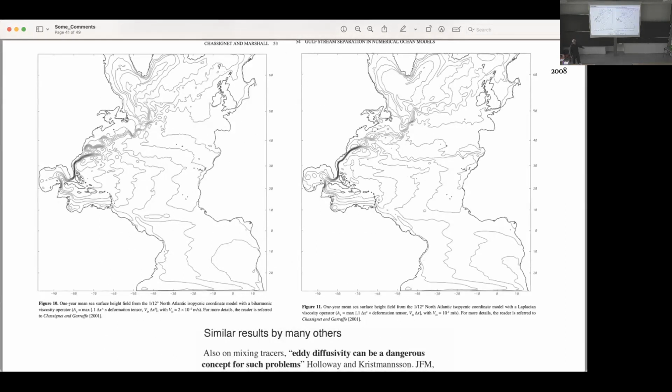So here's one example from Eric Chassignet. Eric Chassignet did this run. Actually, he did this with Zulema Garraffo earlier than this 2008 paper with Marshall, but these figures came out a little bit better than the conference proceeding of the original. And so here on your left, we're using a biharmonic viscosity operator, fourth order. And on the right, we're using a second order operator. And you can see the Gulf Stream separation is much different. So it really does make a big difference what operator you use. And this is one result. This result is seen by many people. And Greg Holloway mentioned eddy diffusivity can be a dangerous concept for these operators.